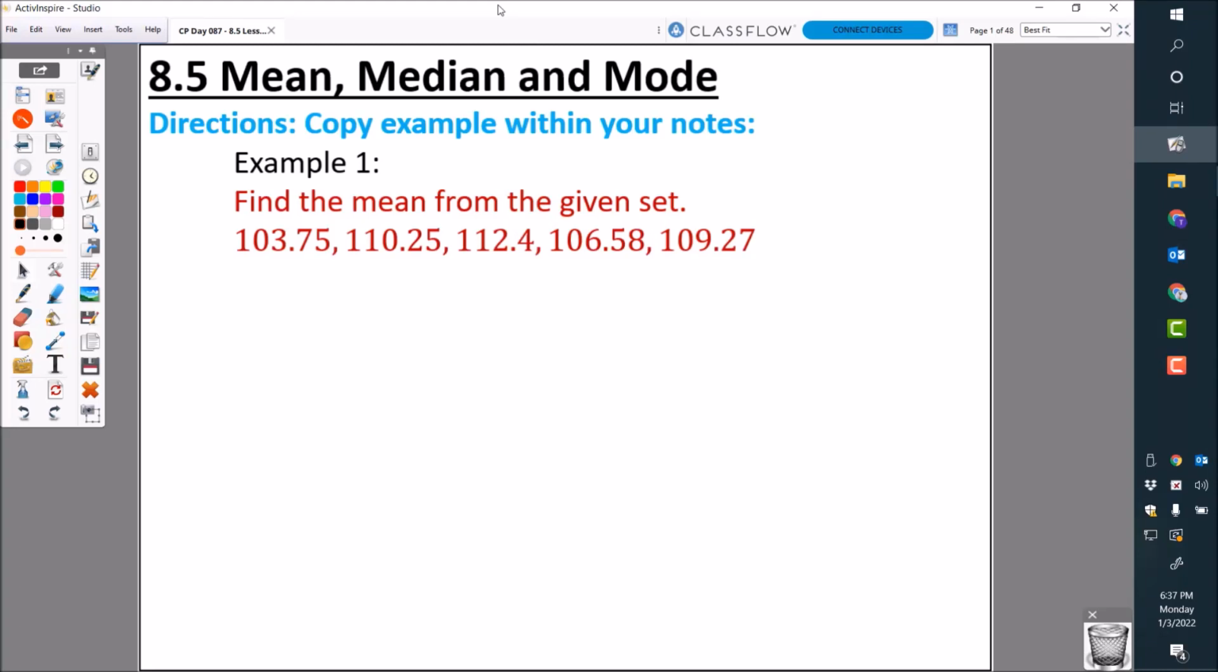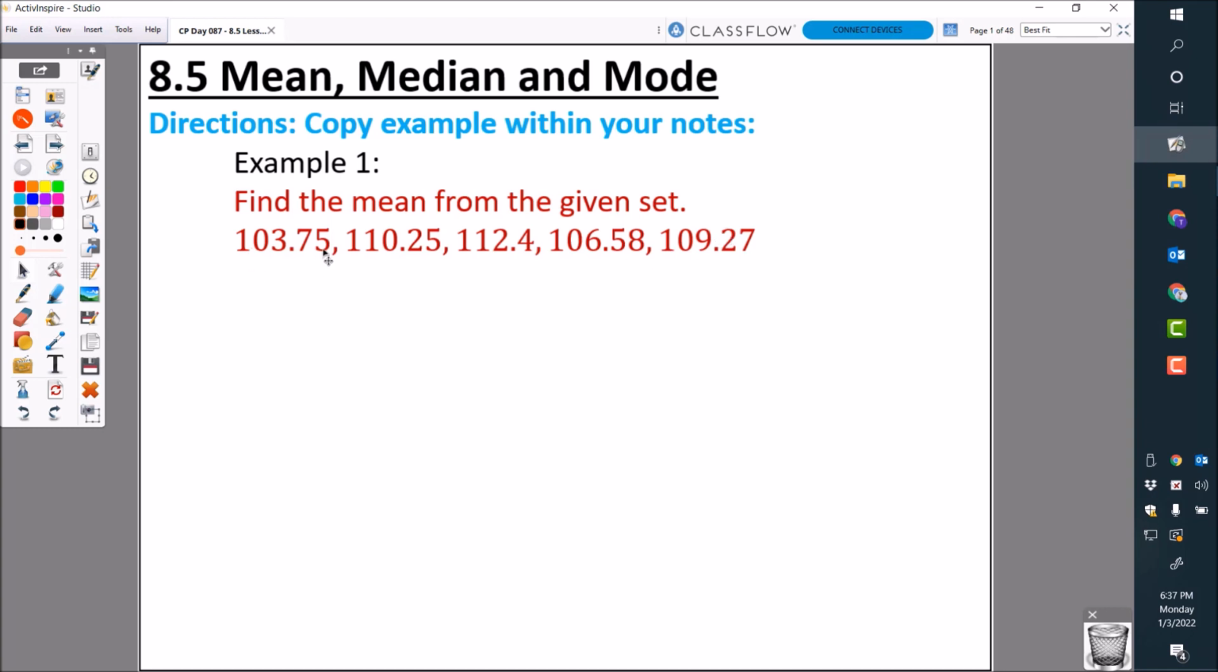Hi, welcome to the first example for mean. So in example 1, the question is, find the mean from the given set of 103.75, 110.25, 112.4, 106.58, and 109.27. So in order to find mean, we first have to add up and find the total of these numbers.